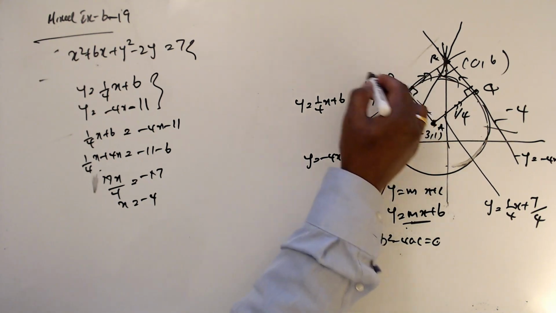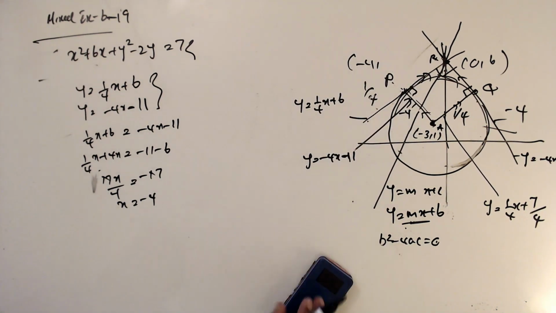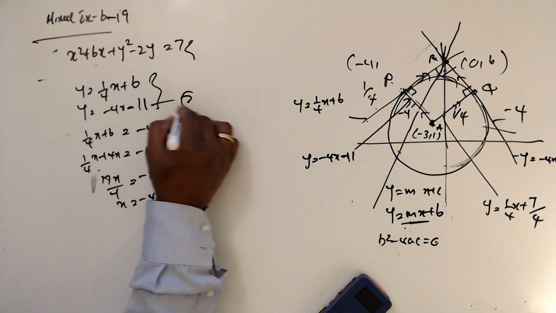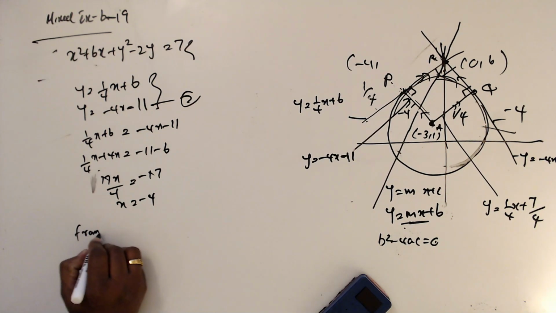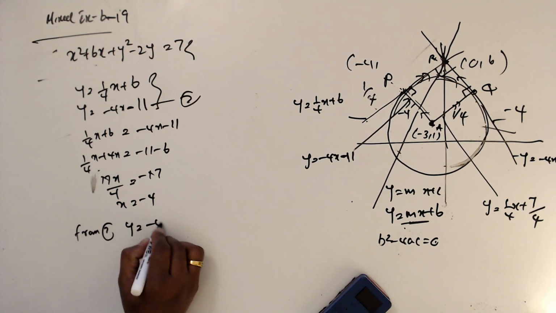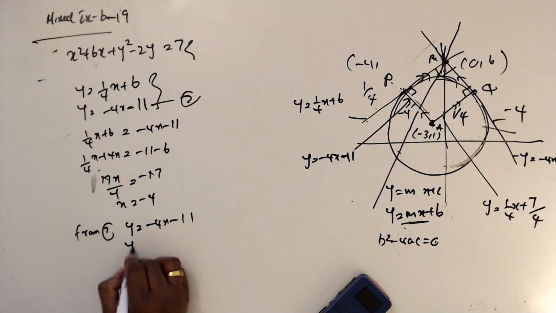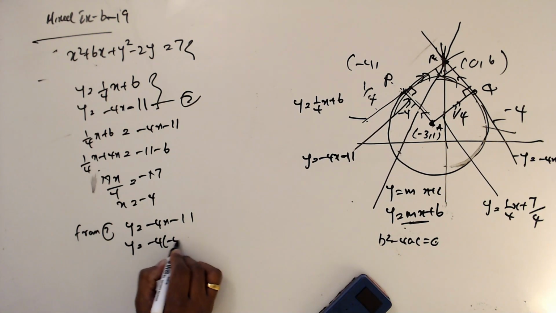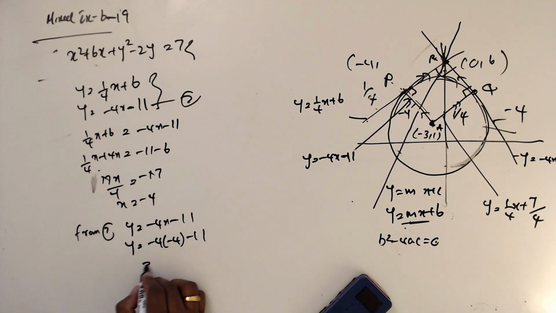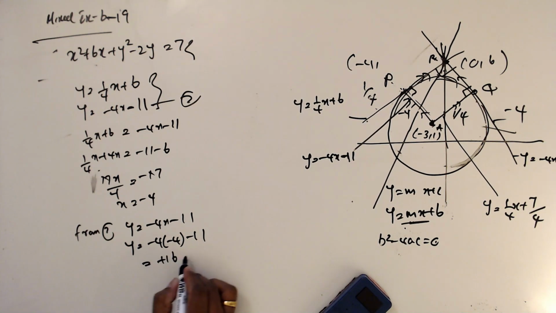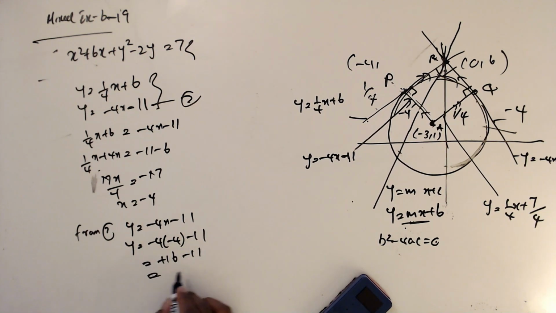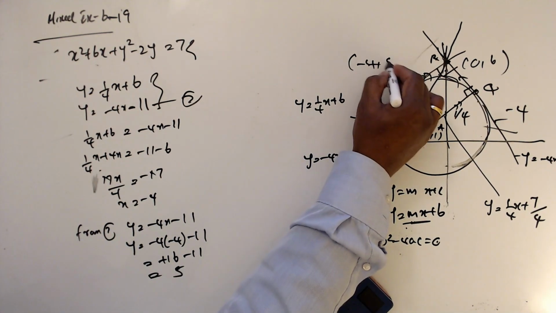So the x value is minus 4 and y you can find from equation 2. From 2, y equals minus 4x minus 11. y equals minus 4 times minus 4 minus 11. So this is plus 16 minus 11. 16 minus 11 is 5. This is minus 4, 5.